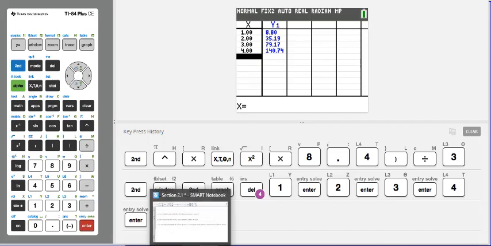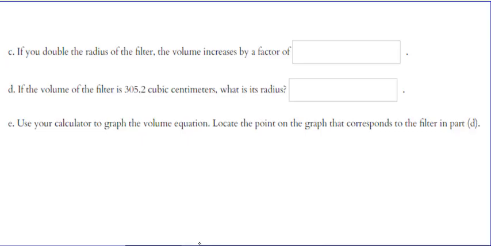And we'll show you how to know that. If you double the radius, the volume goes up by a factor of 4. So that's what we're going to do there.